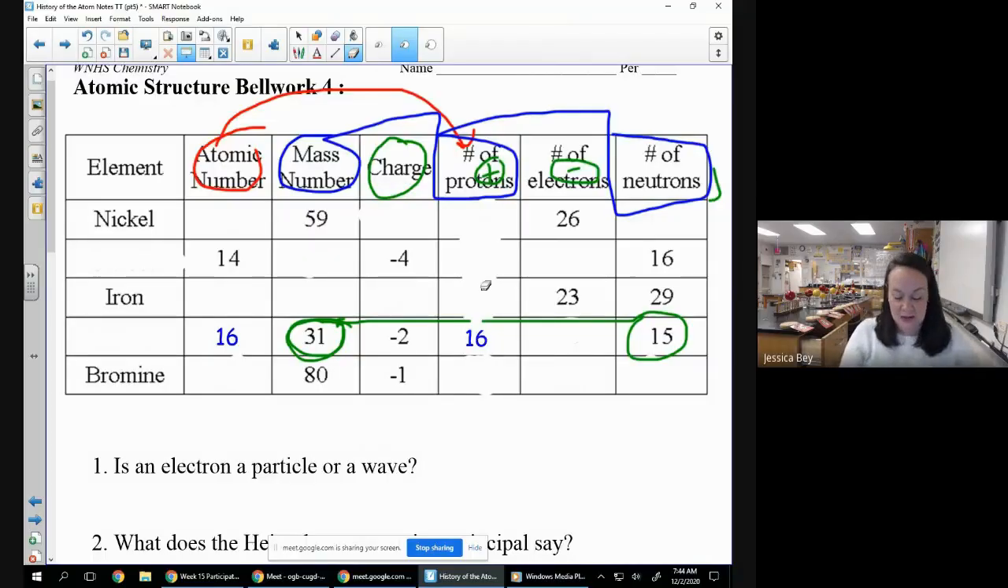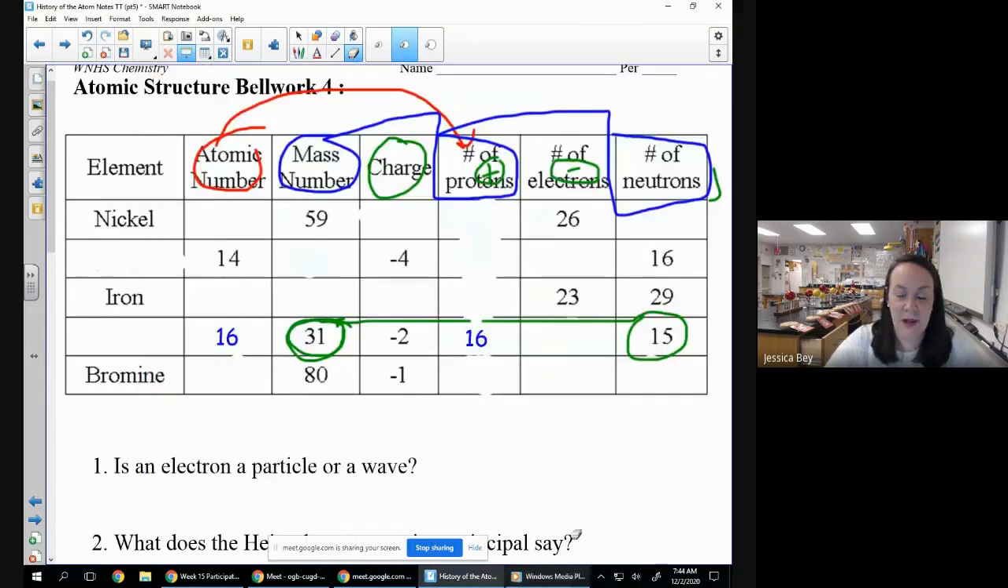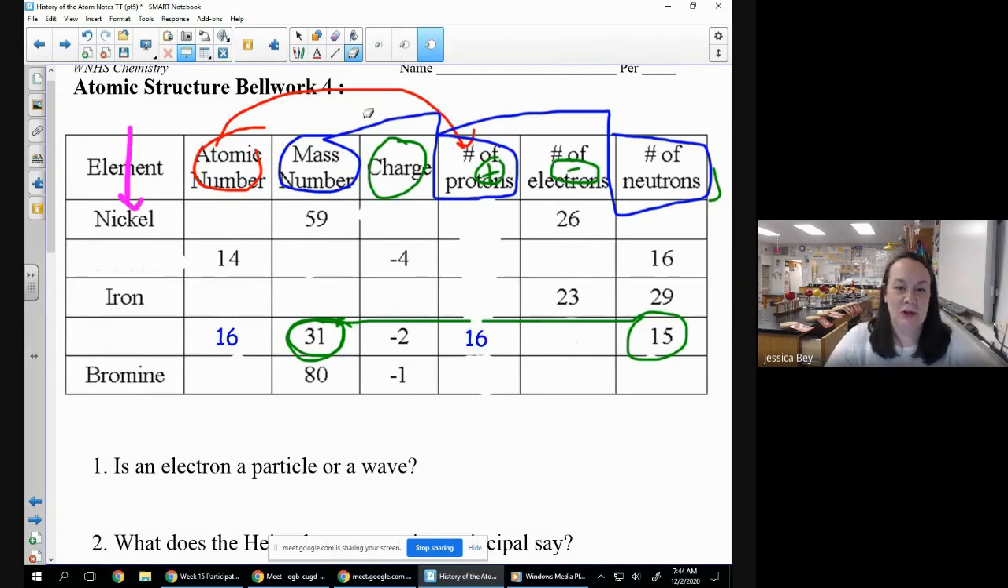Okay, so that should have given you all a chance to do some of this. Let's turn this music off. We just did some attendance, and now we're going to go through and make sure that everybody understands how to do this. The atomic number is the number of protons. If you don't have that information and you have the element, you just look it up on the periodic table. The number you should have gotten for this one was 28, and that's 28 protons.